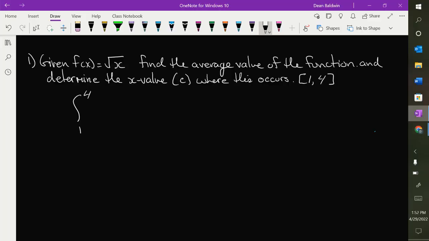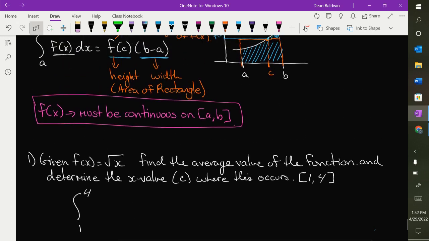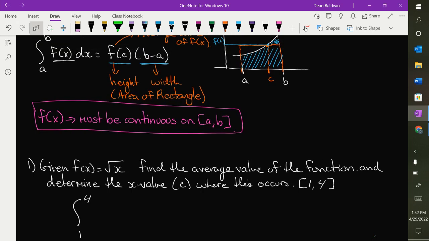Okay, sorry about that. I had to change the function because I realized we haven't done those functions yet that I had up. So I changed the function to root x. I asked to find the average value of the function and determine the x value where this occurs on the domain 1 to 4. So I changed the domain and the function. As soon as I say average value, you know you're talking about mean value theorem, you write this out. There's our a, there's our b, from 1 to 4. Our function is just root x dx, and that is equal to f of c times b minus a, 4 minus 1.